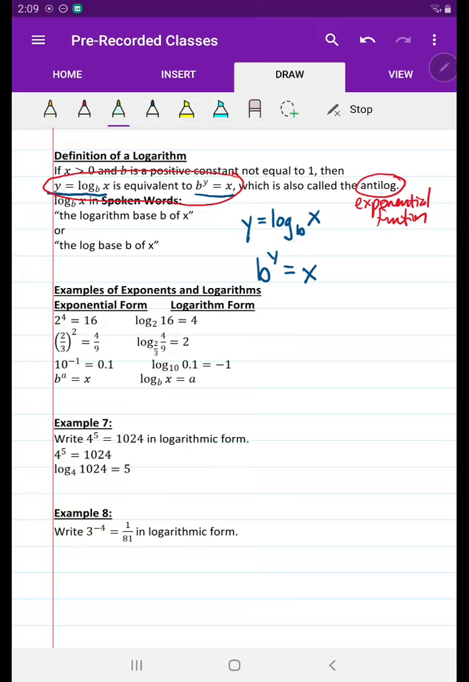How I always remembered it was the base of your log is the same thing as the base on your exponent. So that goes there. Your answer becomes your exponent, and then your argument just drops right down. I'll show you that one more time. If we have y equals log base b of x, that's going to turn into, you have your base.